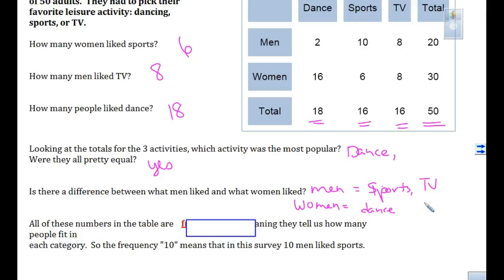could come out and say, you know what? Dance, sports, and TV, men and women like them the same. That is, the most popular one is dance, right? Can you get that information from this table? Yeah, someone could pull that out and make that statement, right?